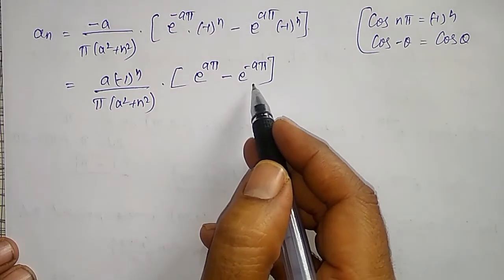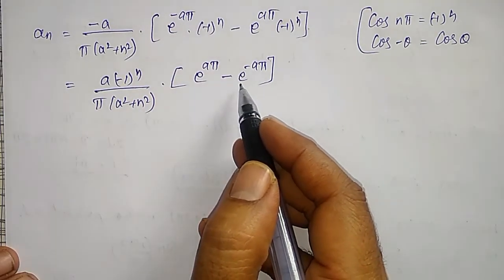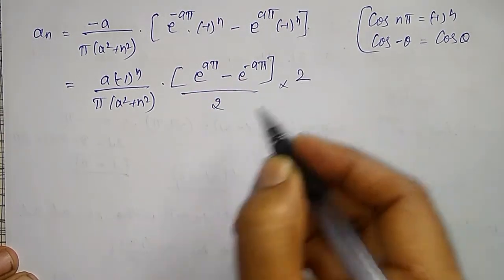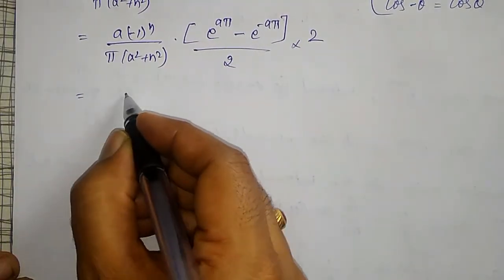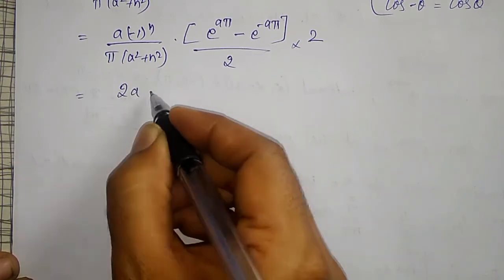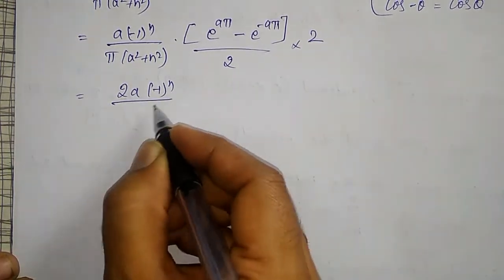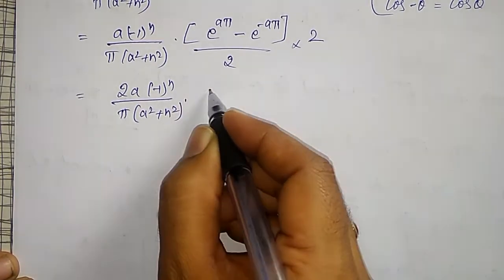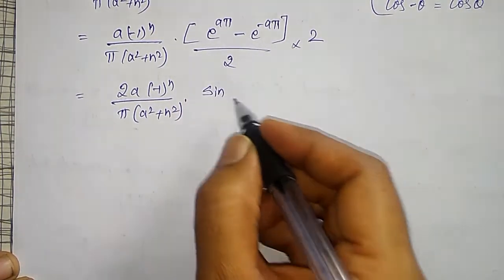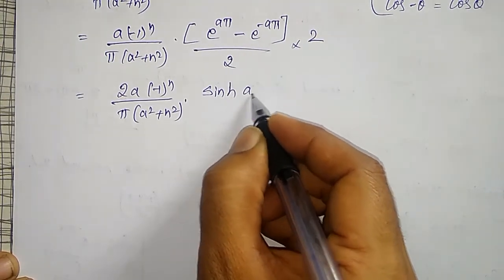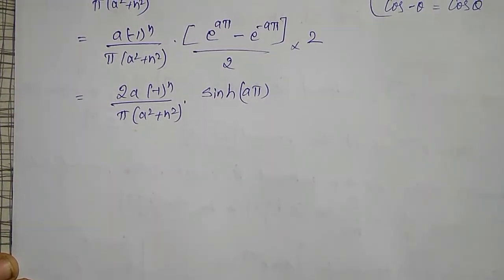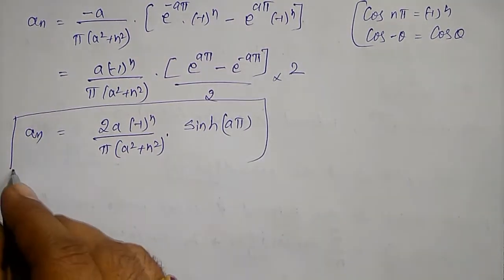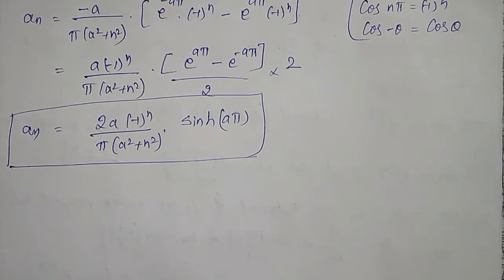Again, this is similar to the definition of sine hyperbolic. Therefore, dividing by 2 and multiplying by 2 here, I am going to get 2a into minus 1 raised to n divided by pi into a square plus n square, into sine hyperbolic a pi. This is my a n. Like that, b n I have to calculate now.